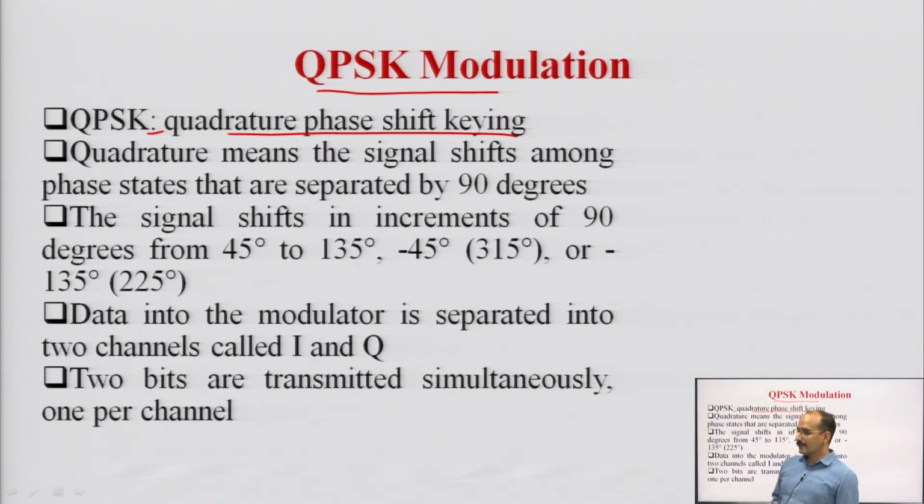So, the signal shifted in increments of 90 degrees, initially from 45 to 135 and 315 to 225. Basically, data into a modulator is separated into two channels called I and Q, in phase and quadrature, and 2 bits are transmitted simultaneously, one per channel.